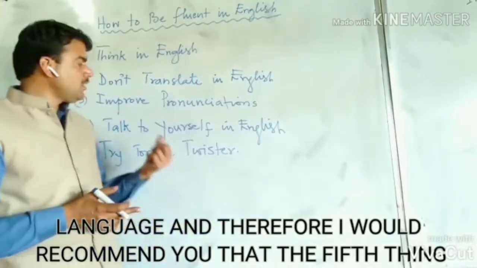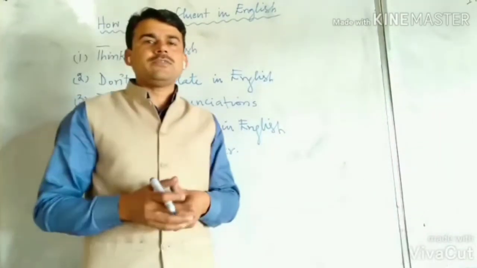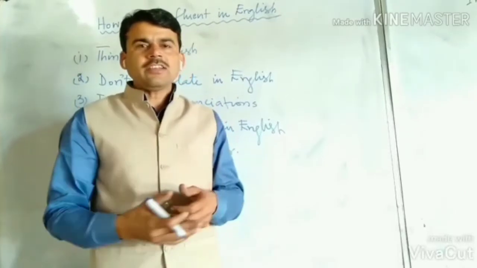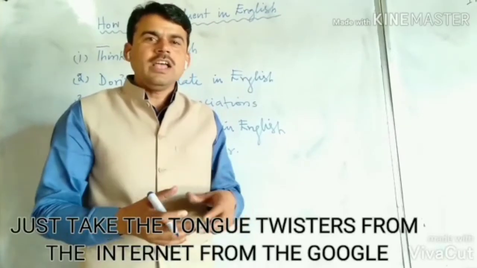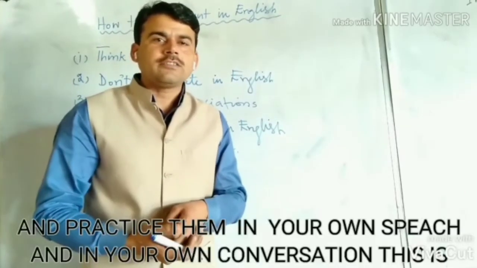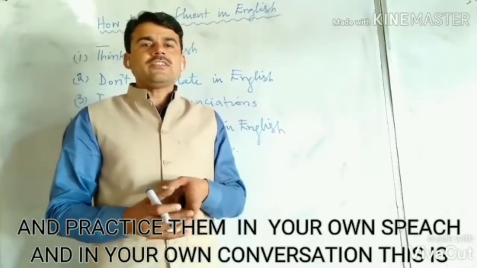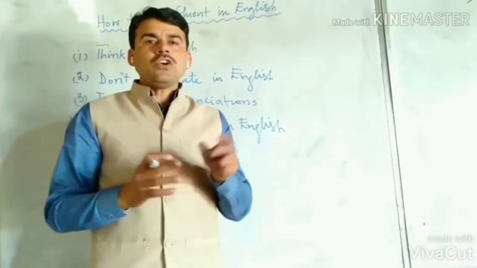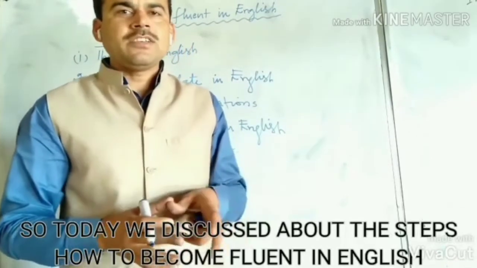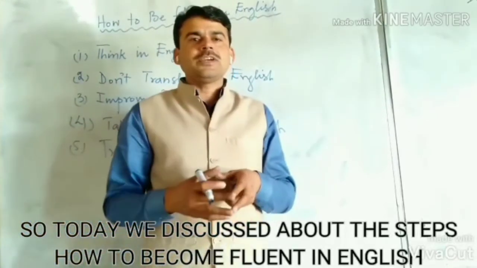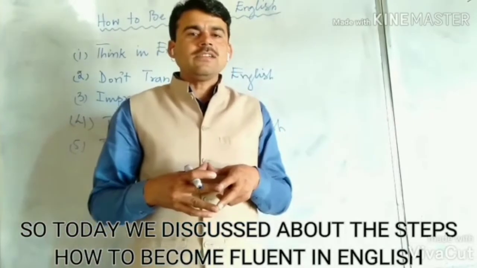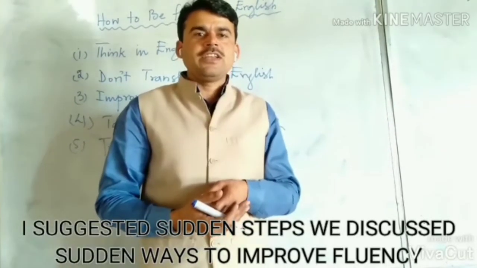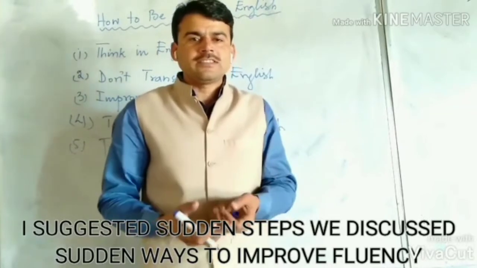I would recommend that the fifth thing you must do is try tongue twisters as much as possible. Just take tongue twisters from the internet, from Google, and then practice them in your own speech, in your own conversation. This is how slowly and gradually you improve your fluency in English. So today we discussed the steps to become fluent in the English language, and we discussed certain ways to improve fluency in English.